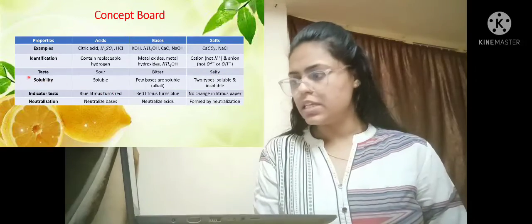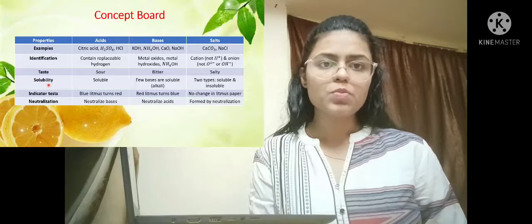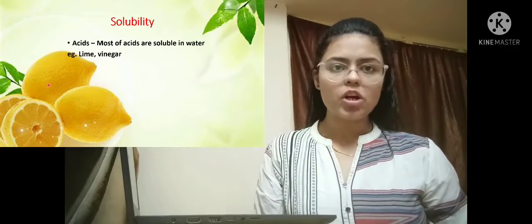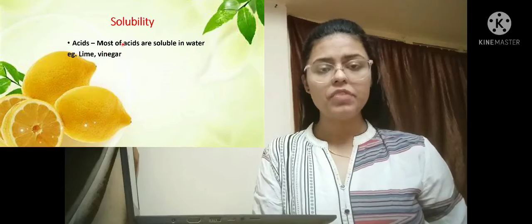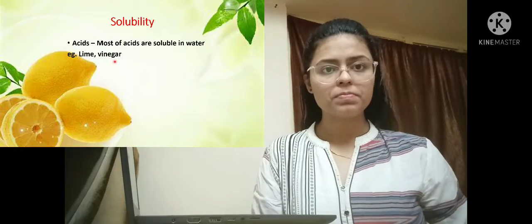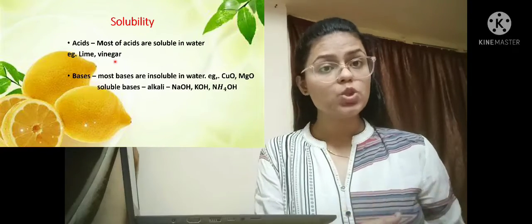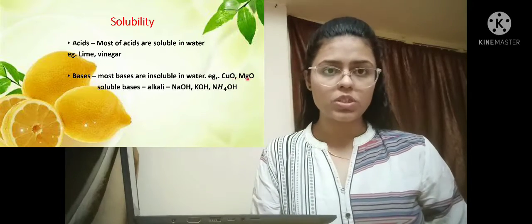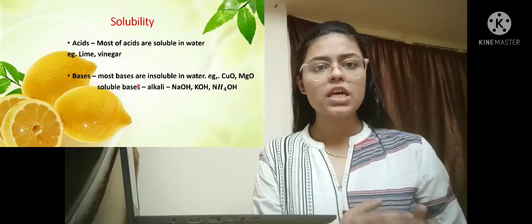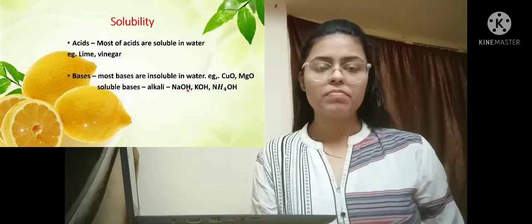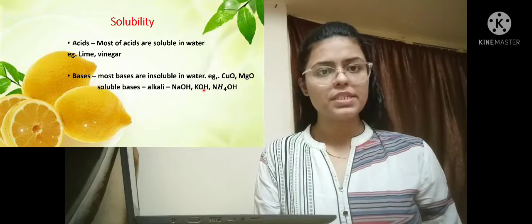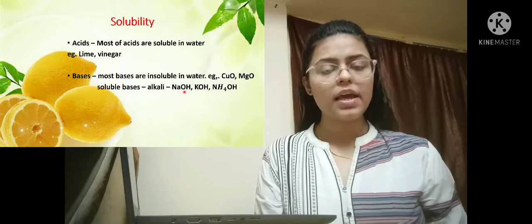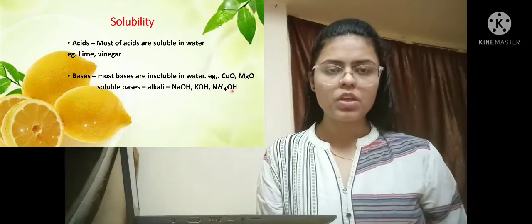The next property is solubility. We'll discuss this property in detail. Most of the acids are soluble in water. Examples are lime and vinegar. Both are soluble in water. Most of the bases are insoluble in water. Examples are calcium oxide and magnesium oxide. And the soluble bases are known as alkali. Examples are potassium hydroxide, which is present in liquid soap, sodium hydroxide present in soap bar, and ammonium hydroxide.